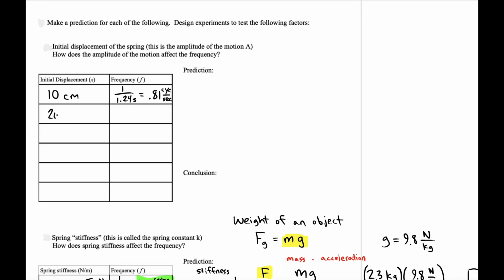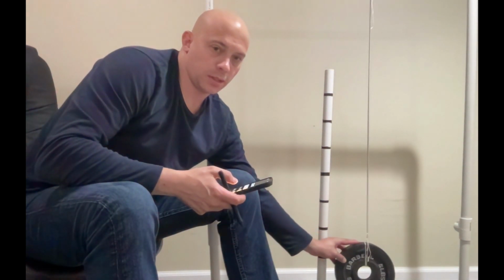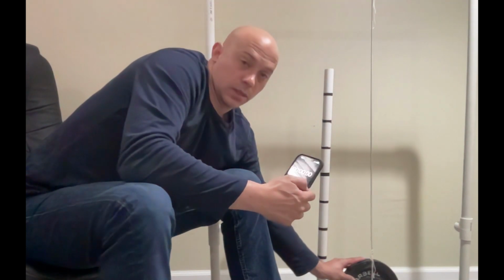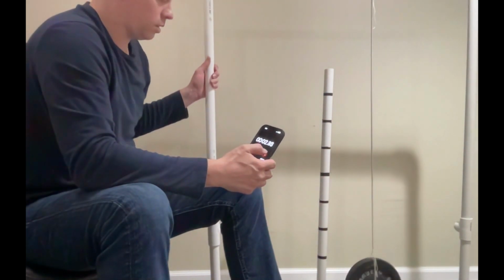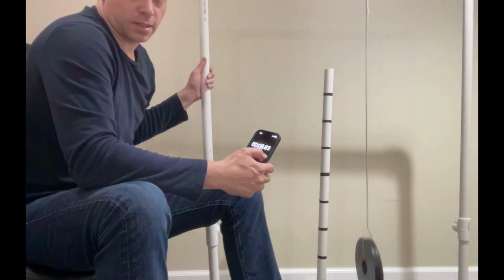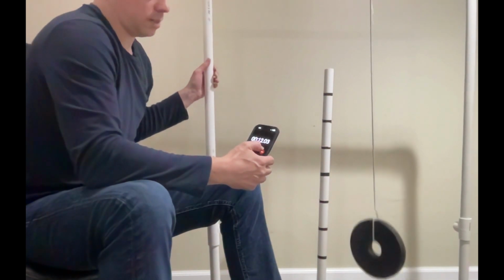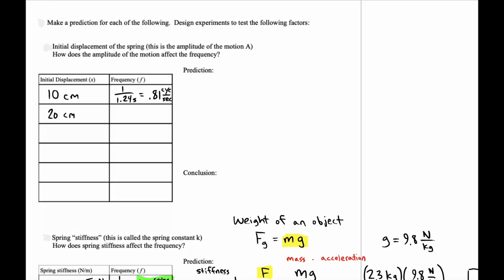And now let's try 20 centimeters and see if there's any change. Okay, so it was here. I'm going to try to pull it down. Okay, so I got it at 20 and start. 1, 2, 3, 4, 5, 6, 7, 8, 9, 10. All right, that time I got 12.48 seconds, and that's pretty much what I had before.